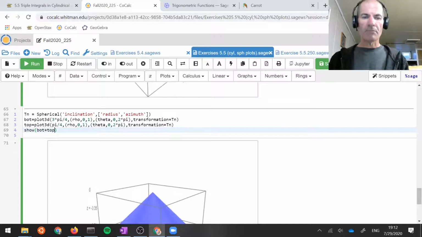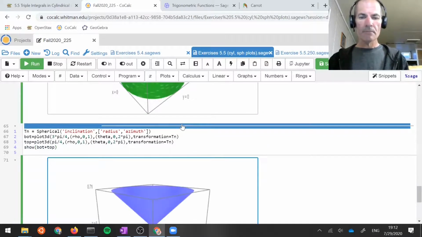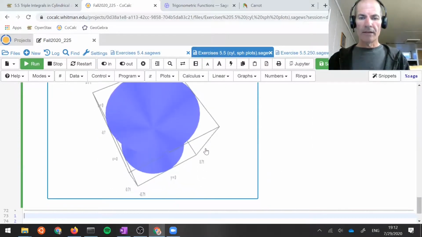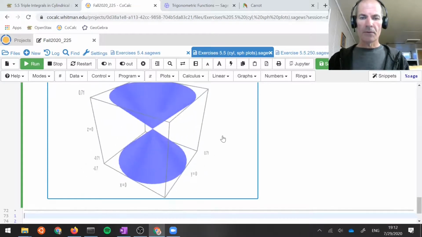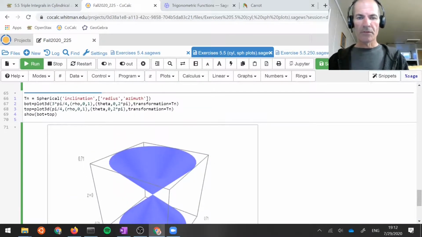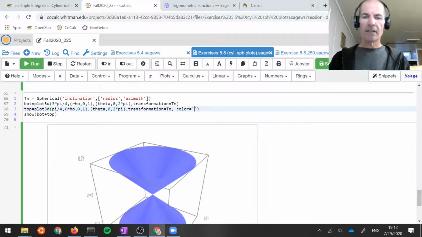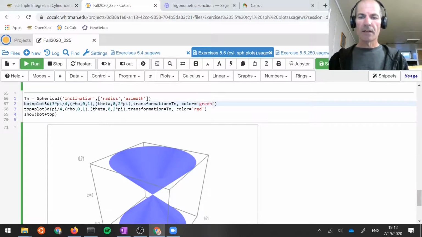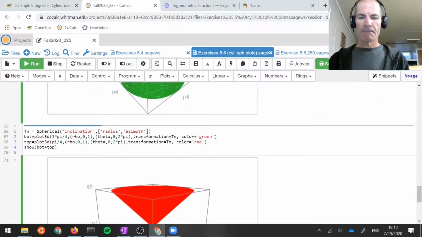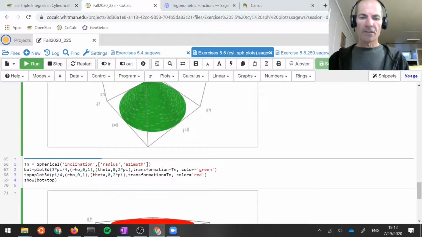And then I'll show bottom plus top, which will plot both of them on the same coordinates. And then the last move is to just take those and stick them inside the spherical shell that I started out with. It looks like I'm going to change the color to red just to emphasize which is the top and which is the bottom. Green for the bottom, red for the top. There you go.